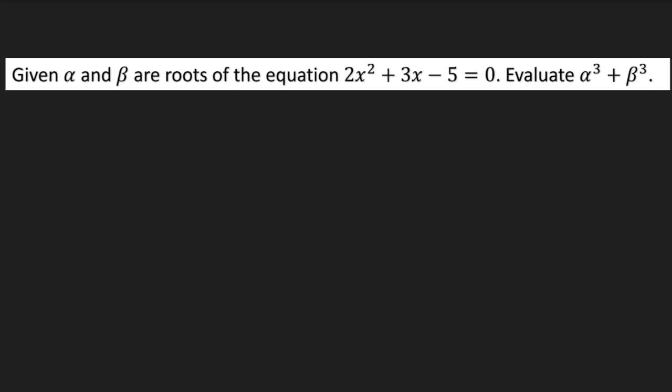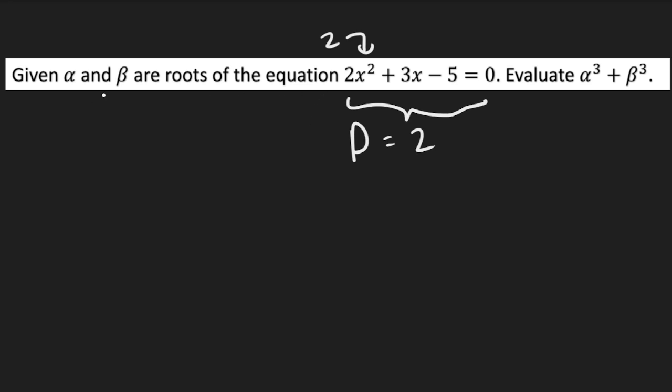So first, let's take a look at the equation itself. This is what we call a quadratic equation because the degree of the polynomial is 2, because the highest exponent that we have here is 2. Okay, now let us consider what the question is asking. So they say alpha and beta are the roots of the equation.